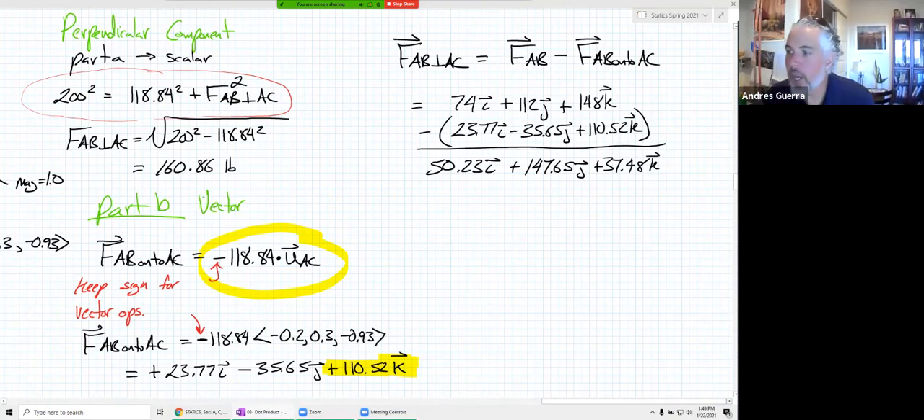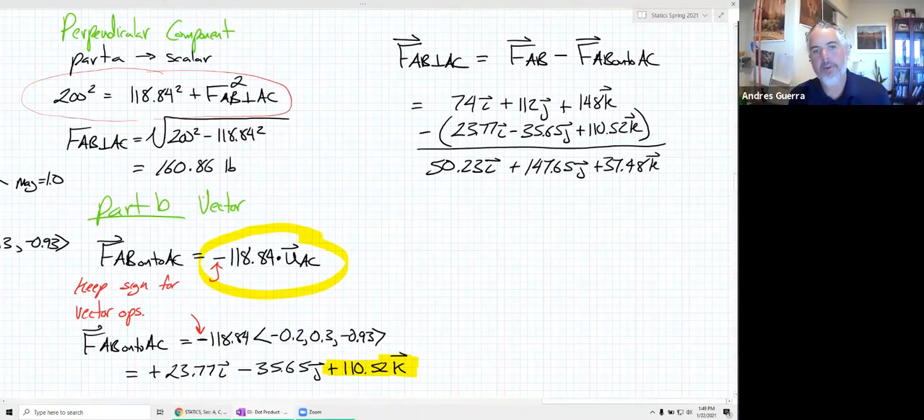And then, no, this is not the force it can resist. I see a question in the chat there from Kalev. This is the force that's applied to it. We really haven't talked about the force that it can resist. We're really just finding how much of that 200 pounds is projected parallel and perpendicular to that original stake there.